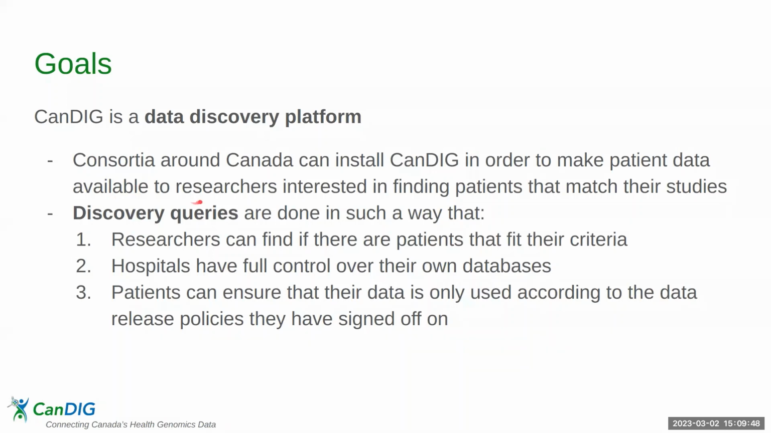We, in particular, are hoping to allow for discovery queries, such that researchers can find if there exist patients that fit their criteria, like certain types of cancers with certain genomic variants, if they're interested just in patients who display, like, I don't know, a BRCA1 mutation, but not in breast cancer. We can help answer those sorts of interesting questions for researchers.